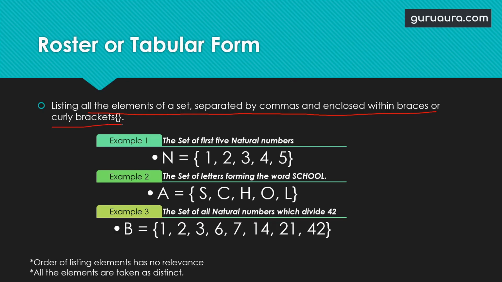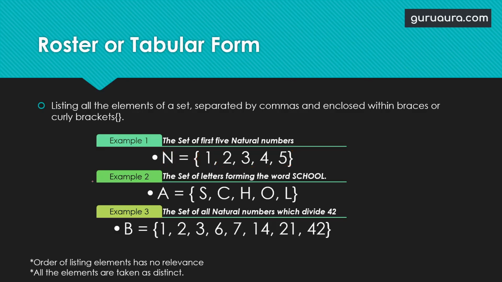Let's consider the first example. The set of first 5 natural numbers. Let's name this set by capital letter N. Now, set N consists of elements 1, 2, 3, 4 and 5. We list these elements within curly brackets separated by commas.